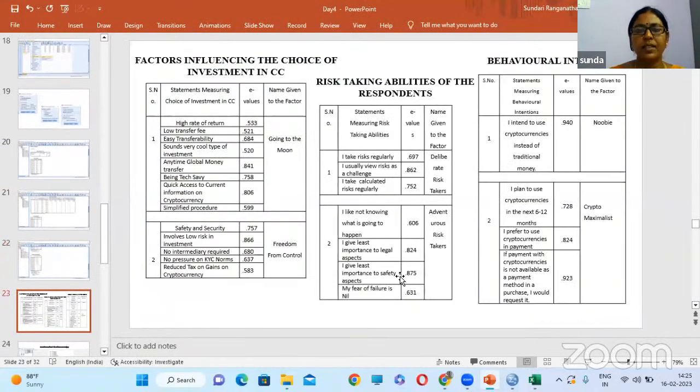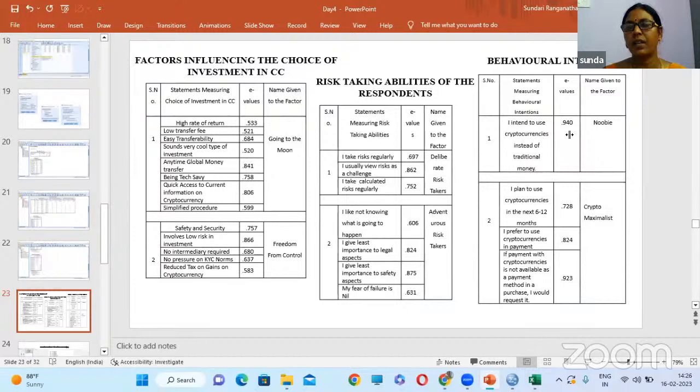Okay, so I have applied the same for the other study variables also. I measured the risk-taking abilities of the respondents in my study based on the variables. I used around 12 statements. There were a few negligible statements. I removed those statements. So with respect to risk-taking abilities, I have named my respondents deliberate risk-takers and adventurous risk-takers. Deliberate risk-takers are those who know about the risk involved in the transaction, and they have previous experience of handling those transactions.